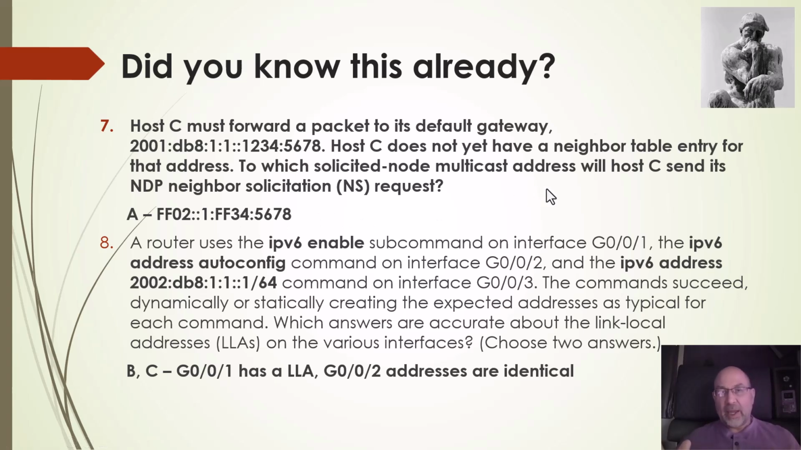Now, question 8 is a little tricky. It has a whole bunch of IPv6 commands that all worked, and you have a couple of interfaces that we're dealing with here, 01, 02, 03. What happens after all this is done? The answers were B and C, that G001 would have a link local address, but no other addressing, and G002 would have the identical configuration.